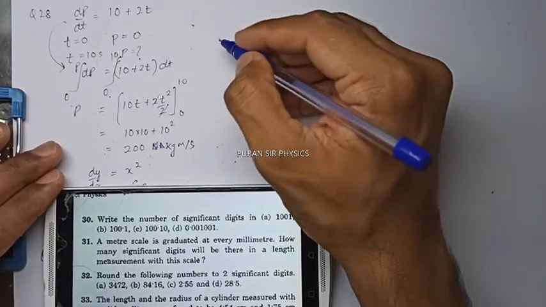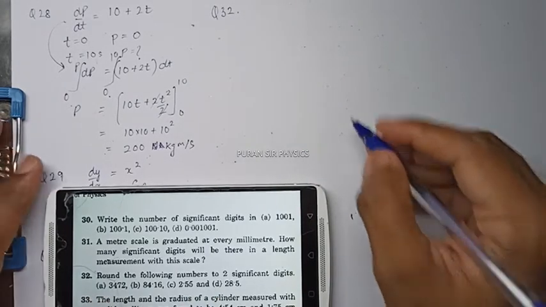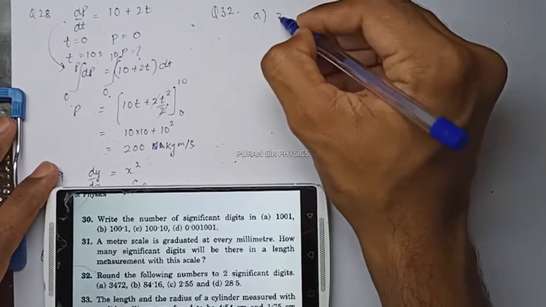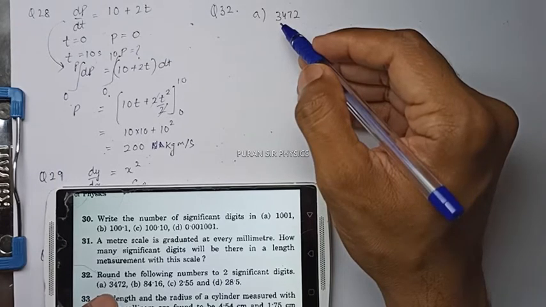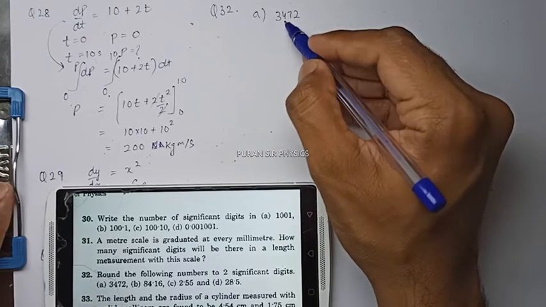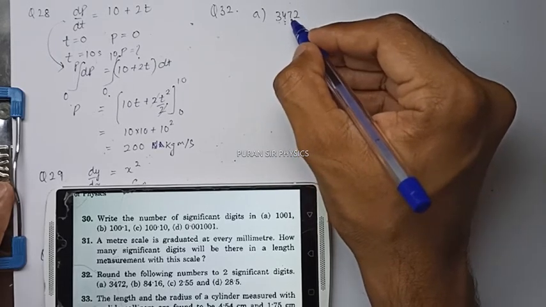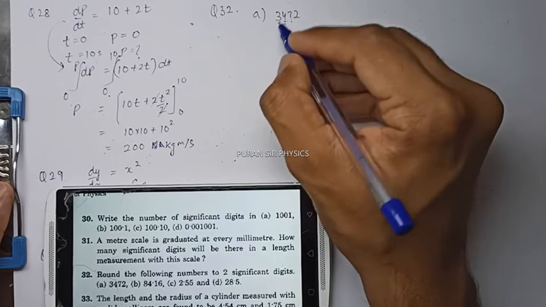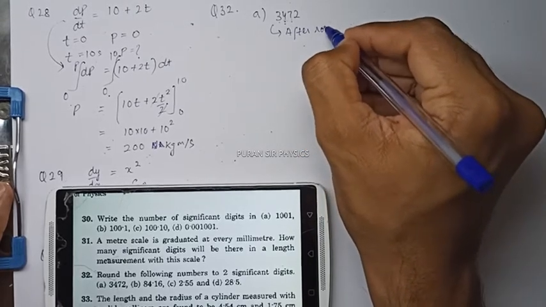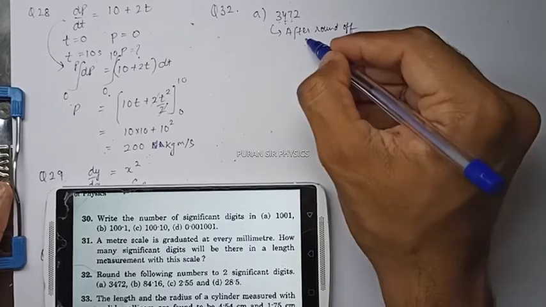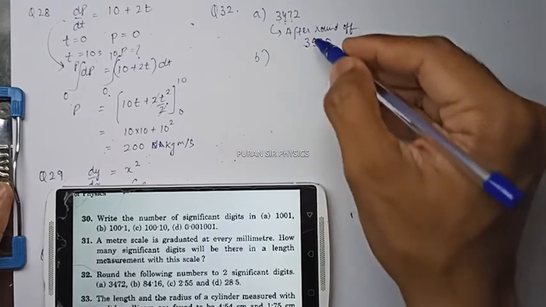In question number 32, round off the following number to 2 significant digits. So first we talk about 3472. If you have to round it off to 2 significant digits, you have to see the number on the right of the second digit. Since here it is 4 and on its right is 7, it will become 5. So after round off it becomes 3500.